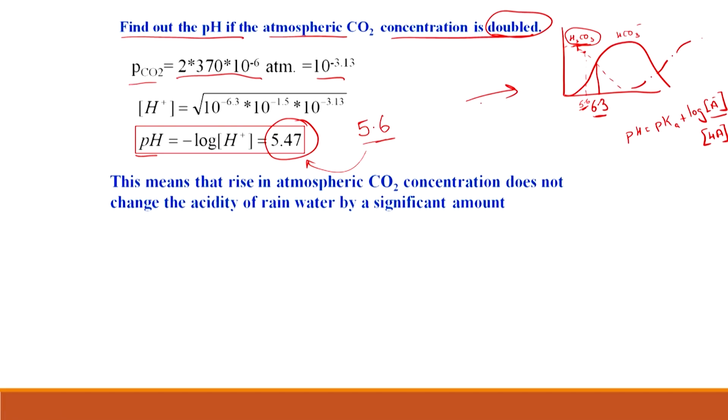So, this means that a rise in atmospheric CO2 concentration does not change the acidity of rainwater by a significant amount. Again, keep in mind that even if pH 5.6 rain falls consistently over, let us say, pH 7 water, I guess ocean water is slightly basic, but now it is starting to turn acidic.